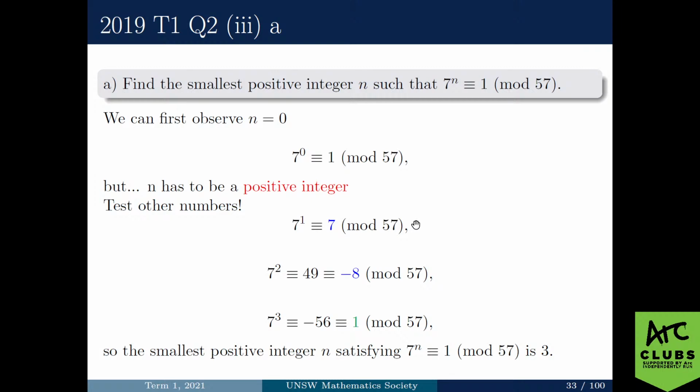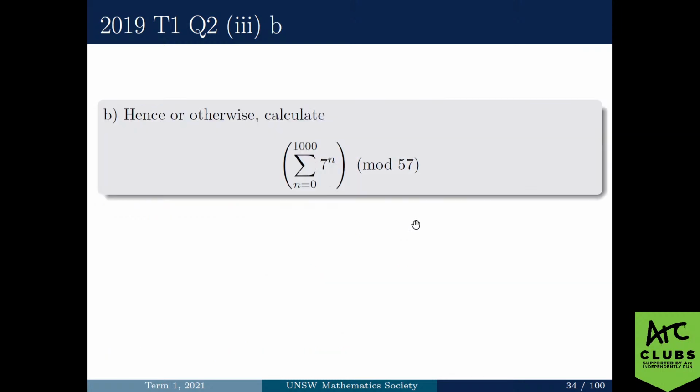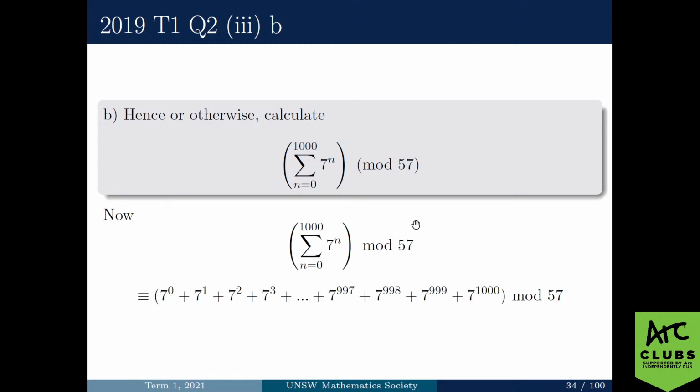Okay, now let's dive into the second question. Hence or otherwise calculate this big sum. The first thing you should do with sums, unless it's either GP or an AP, is try to just expand it and see what it looks like. So I've done that here. So 7 to the 0 plus 7 to the 1, etc., all the way up to 7 to the 1000 in modulo 57.